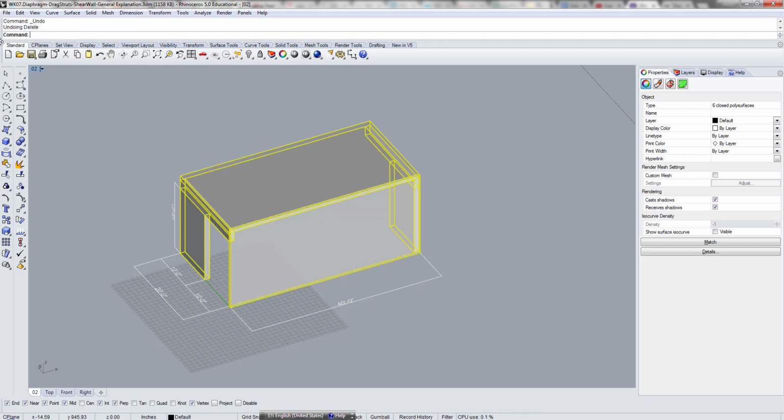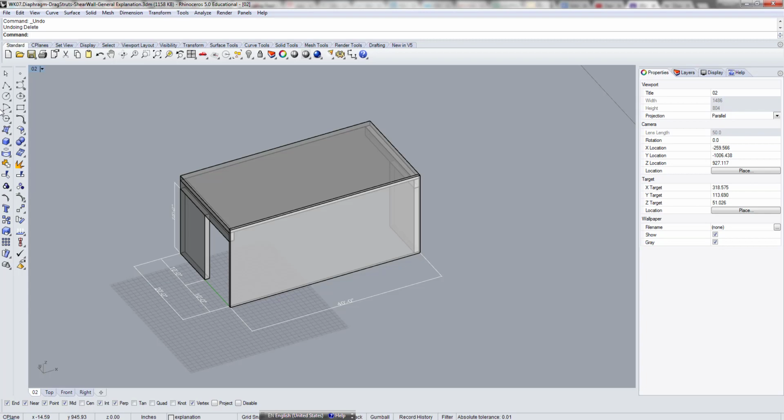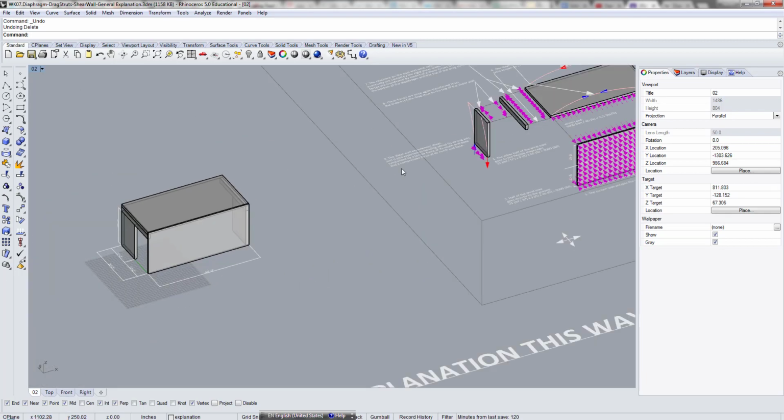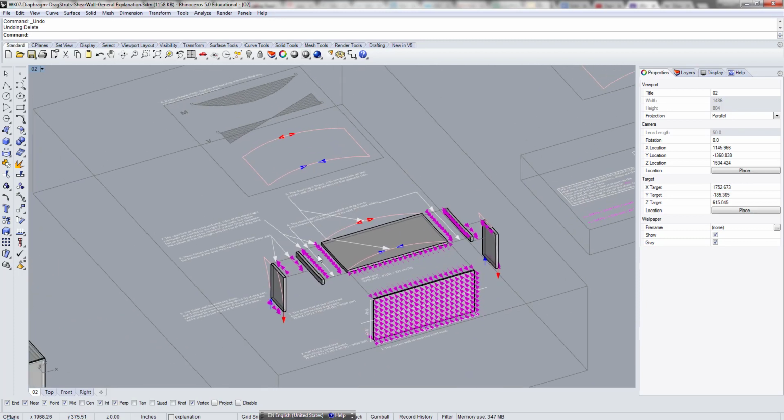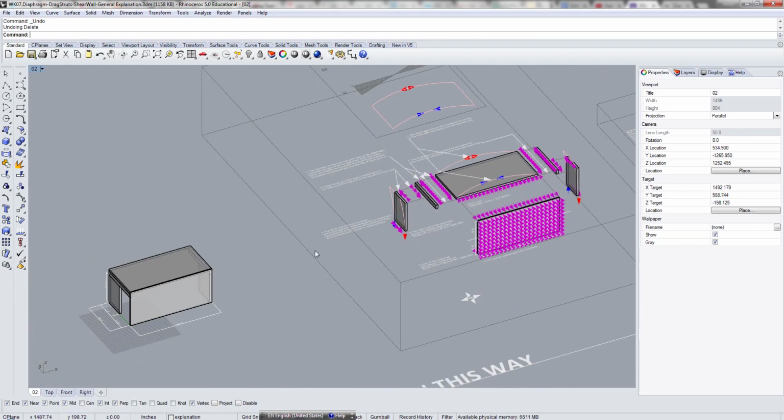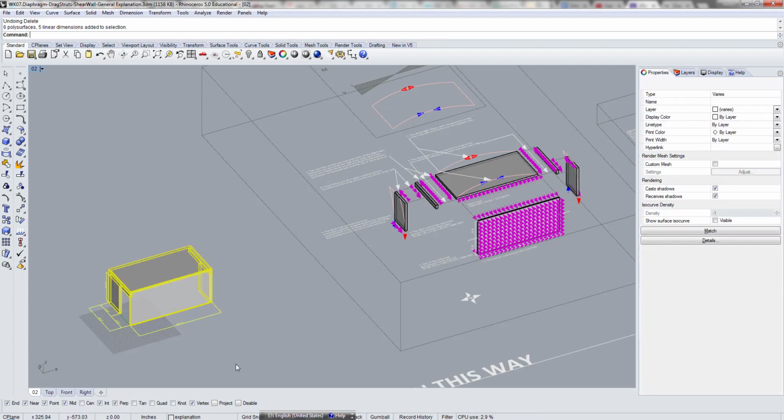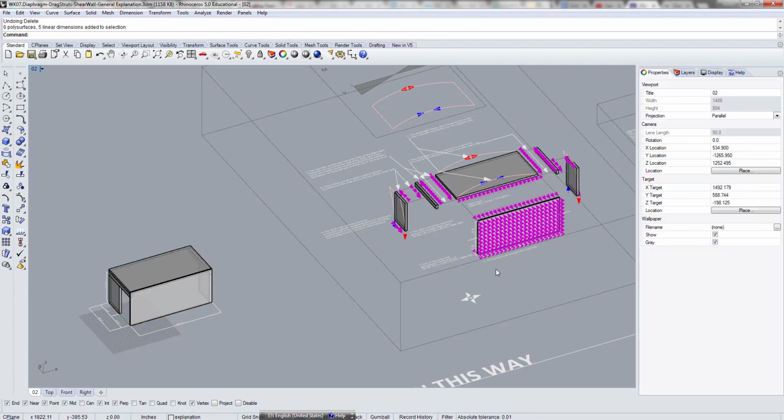But again, this is just for explaining lateral force in this direction. So that's why it's a layout like this. So this is kind of a breakdown of, so this is kind of an exploded axon of what this building is, and it's kind of showing.